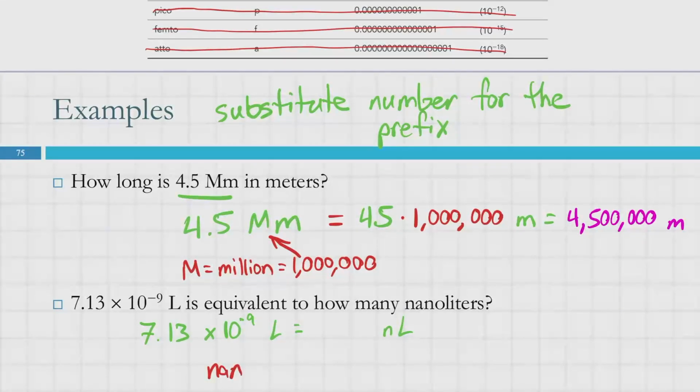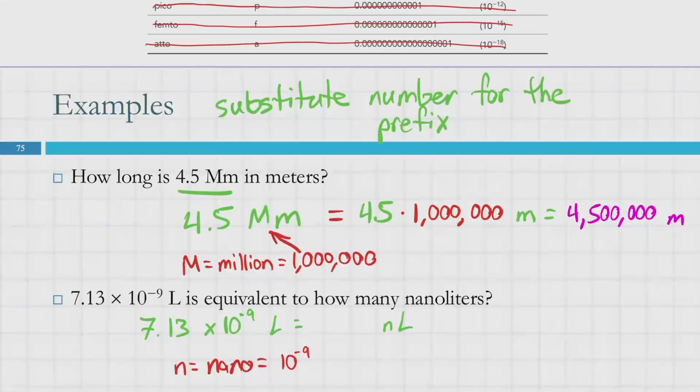Well, nano is equal to 10 to the minus 9. And so in place of this 10 to the minus 9, because nano is equal to 10 to the minus 9, we can plug in the nano prefix instead. So it would just be 7.13 nanoliters, because we're swapping in the nano for the 10 to the minus 9.